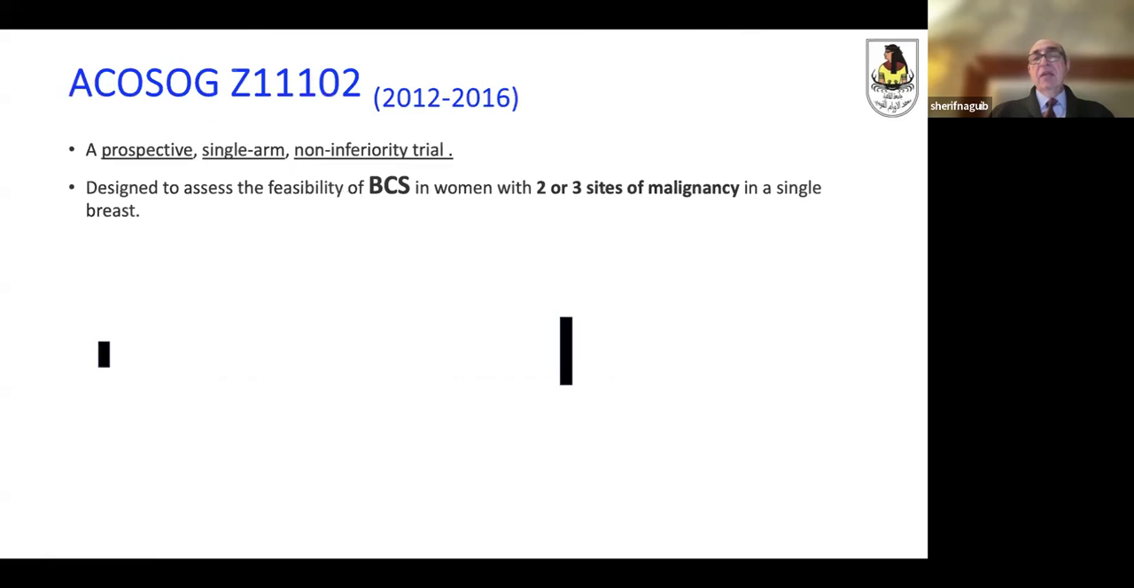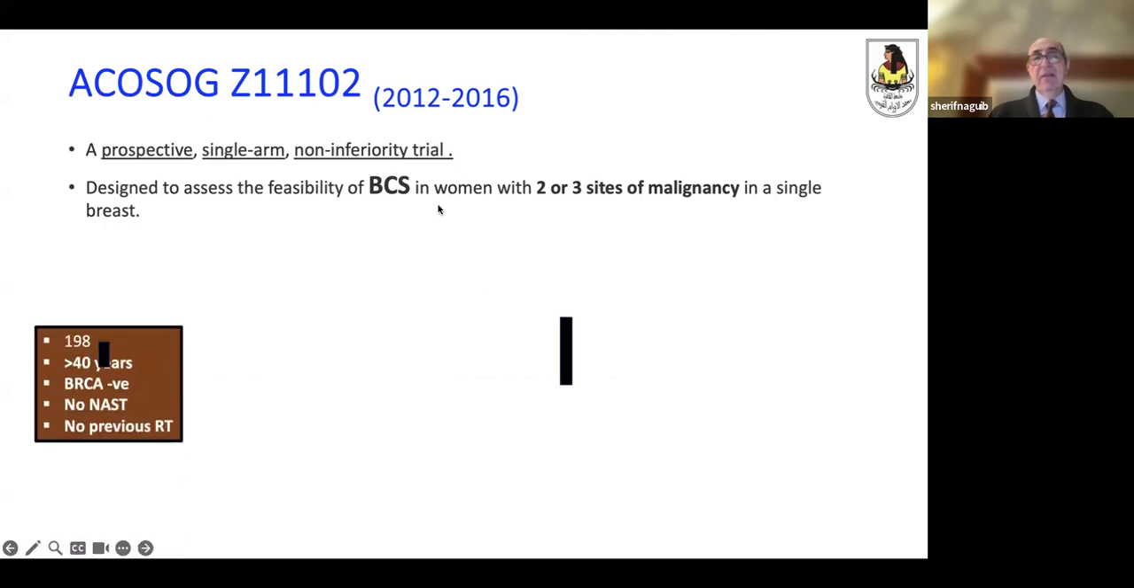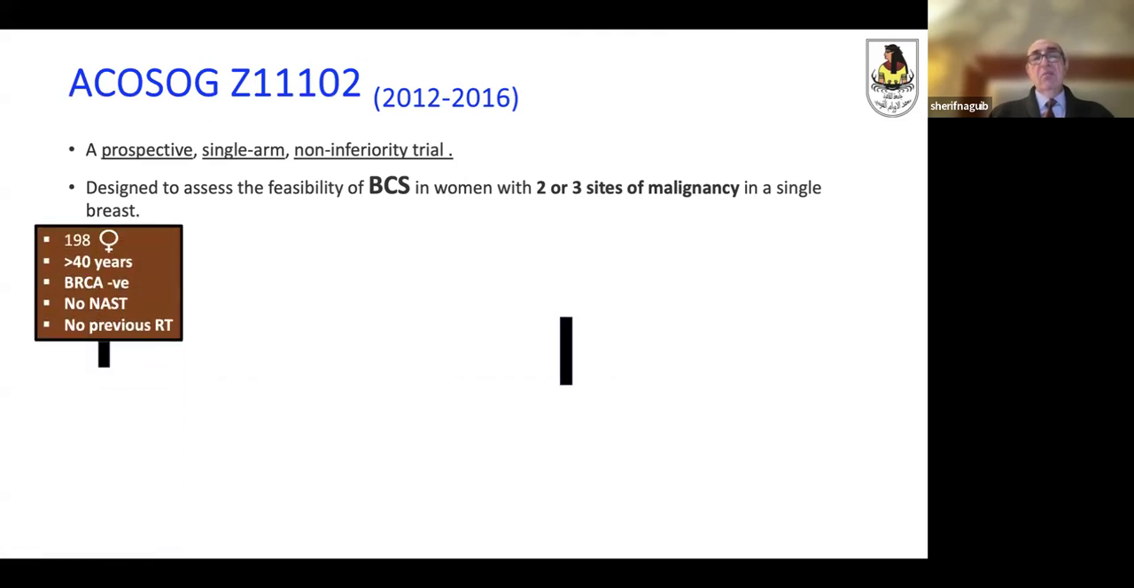The first trial that evaluated breast conservation in women with 2 or 3 tumors was the American College of Surgeons Z11102 that lasted between 2012 and 2016. It included 198 eligible female patients that were all aged over 40 years, that were all BRCA negative, that did not receive neoadjuvant systemic therapy, and that had never had previous radiation before.